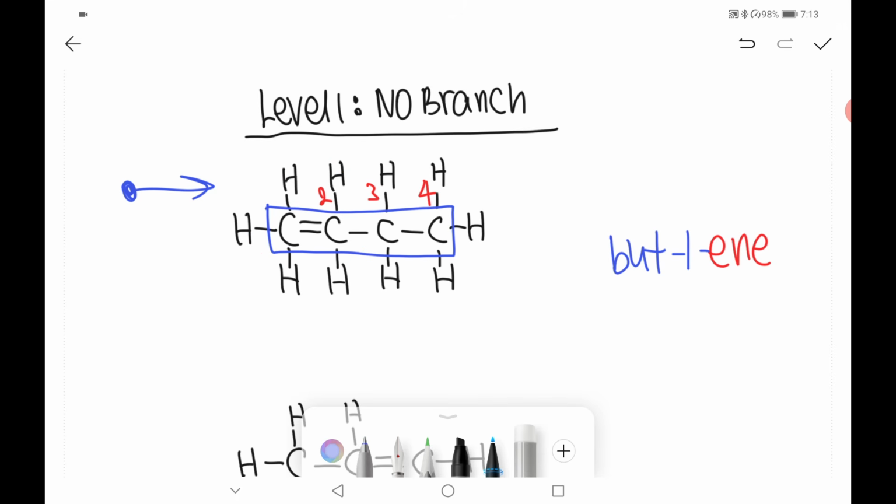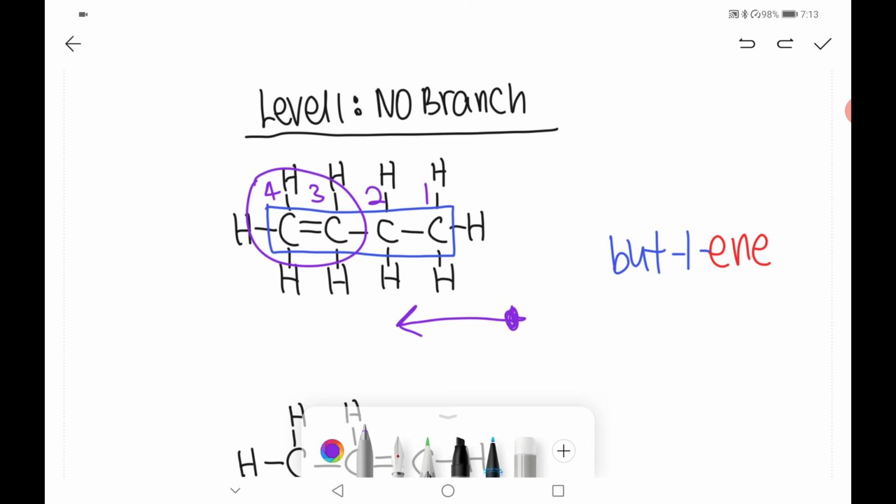Okay, now you count again. Now we will try to count from the opposite direction, from the right hand side to the left hand side. So if you count from the right to the left, this is carbon number 1, this is carbon number 2, number 3, and number 4. Now you can see the double bond is between carbon number 3 and carbon number 4.